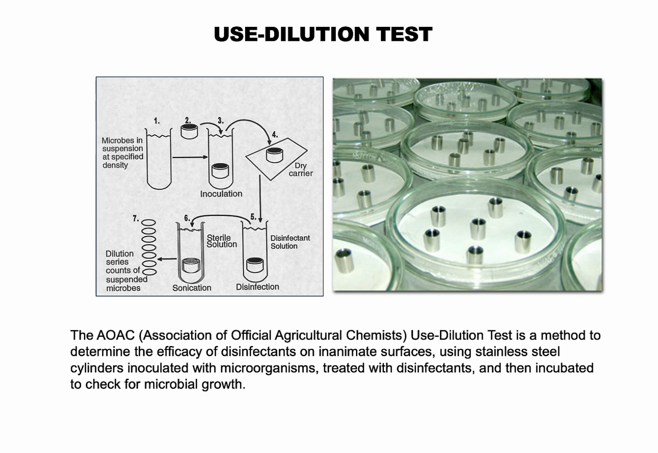The effectiveness of chemical agents in clinical settings is often assessed using various methods, including the use dilution test. The test evaluates a chemical's disinfection capability on inanimate surfaces by dipping a stainless steel cylinder into a culture of target microorganisms, allowing it to dry, and then immersing it in disinfectant solutions at different concentrations for a set period. Afterward, the cylinder is placed into a sterile medium devoid of disinfectants and incubated.